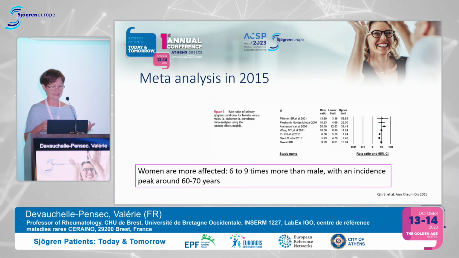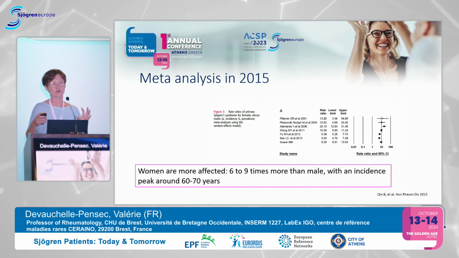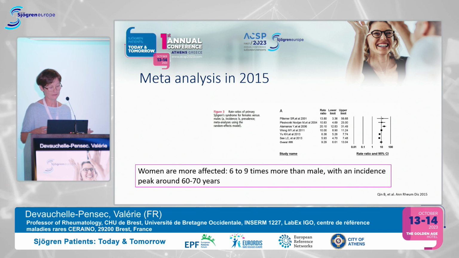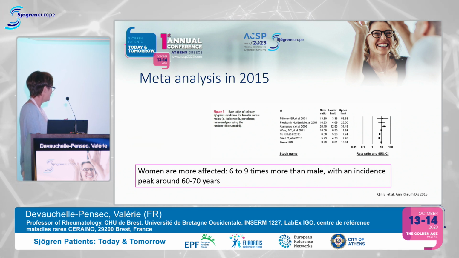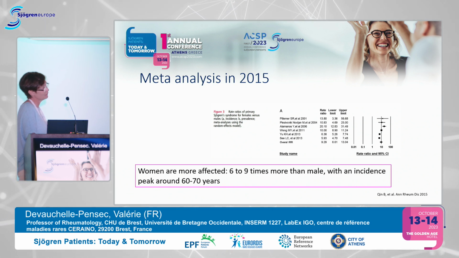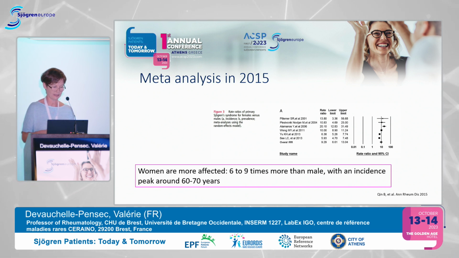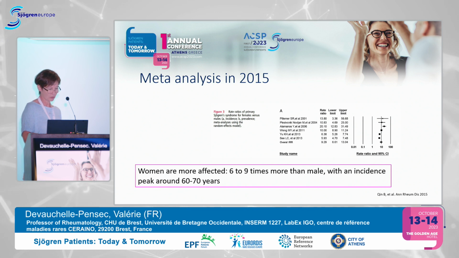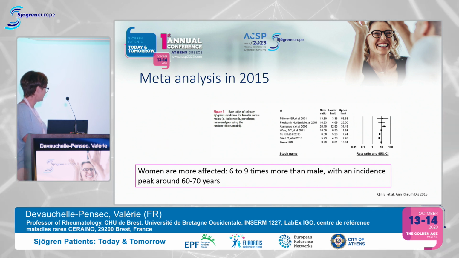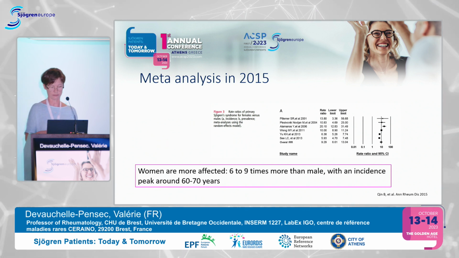They also analyze different things. I just show you the number of patients, the prevalence, but of course we can analyze different things. For example, they analyzed the gender, and of course you know that women are more affected than men. And also the peak, the mean age was 60 to 70 years.